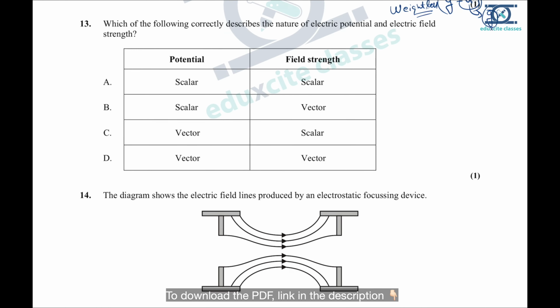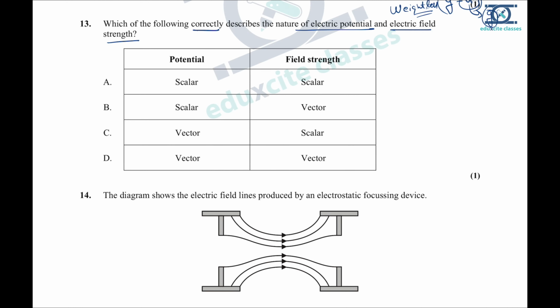Question number 13. Which of the following correctly describes the nature of electric potential and electric field strength? We know that potential, as I have said, is a scalar, and the electric field has a direction, it is a vector. So the option is B.